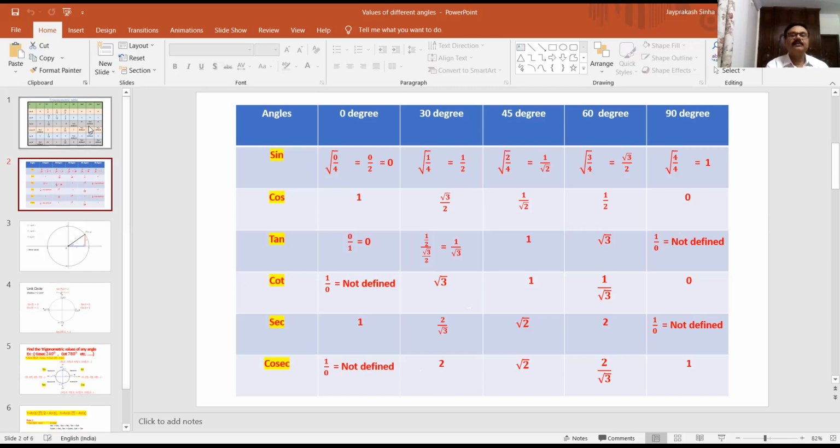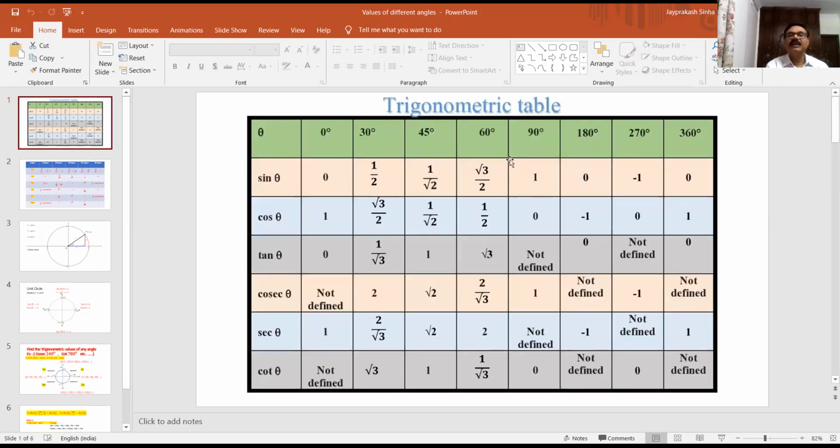Okay. Now we have to find the values of 90 degree, 180 degree, 270 degree, and 360 degree. 90 degree we have already got. Okay, so you need not remember these values. I will tell you the simple method of how to get these values.